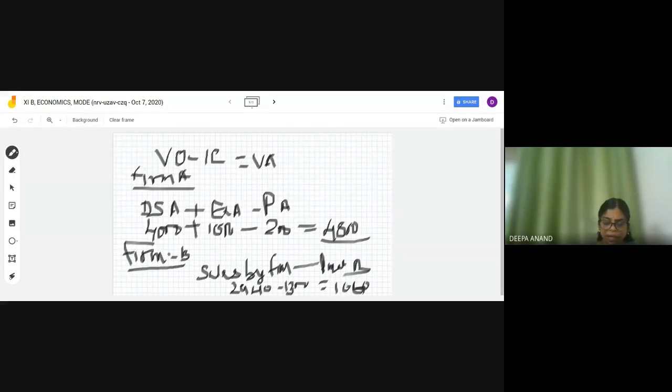This problem was with the purpose that you have to find out value added. That's the most important thing. Rest of the things, depreciation and all, you have done with the aggregates. Here the new term is value added. So value added means the output minus intermediate consumption. Output means the sales. And in this question, you understood that it includes both domestic and export.